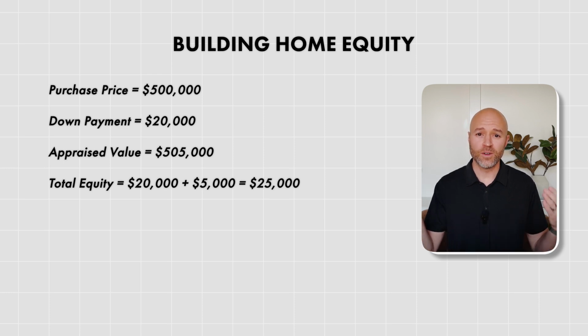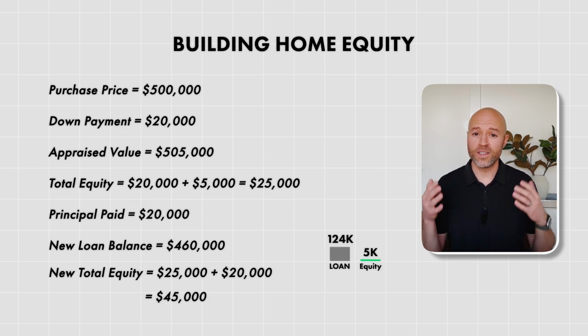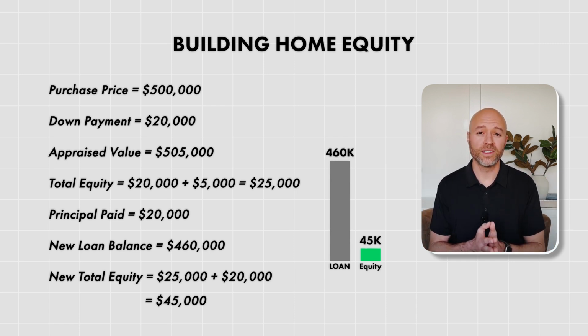So as your loan balance shrinks, let's just say it shrunk to $460,000, all of a sudden your equity has grown from $20,000 of a down payment to $25,000 because the appraiser said it was worth more than you paid for it. And then you've actually paid down $20,000 in principal. So all of a sudden your equity position is now at $45,000.